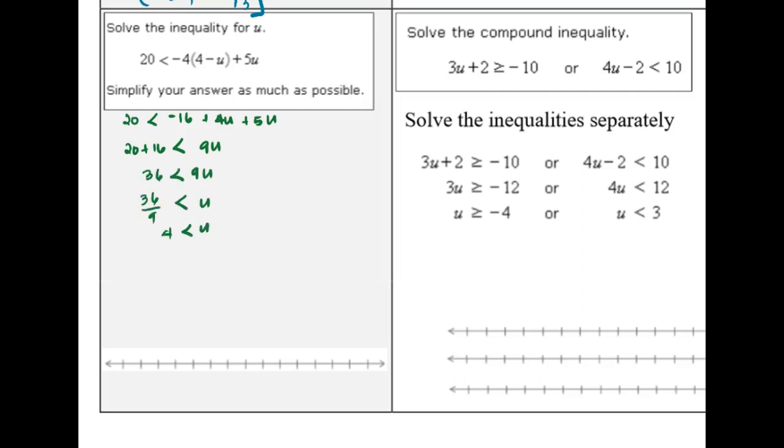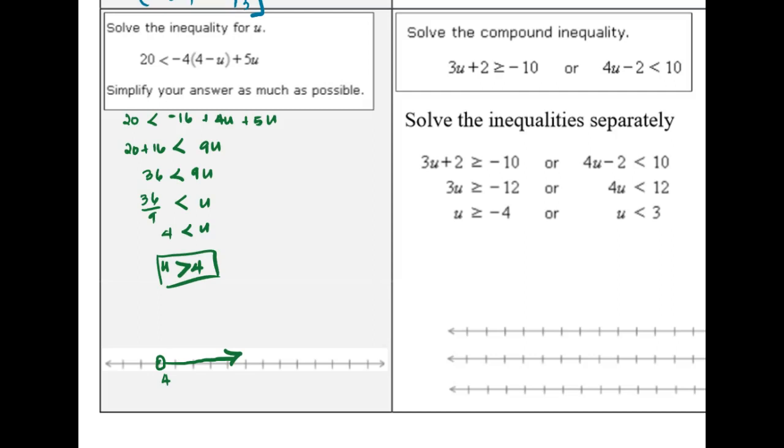You can stop right here, but if you put the u on the left-hand side, it makes it easier to draw the graph and to write the interval solution. Note that the greater than symbol is suggestive of an arrow emanating from an open circle at 4.